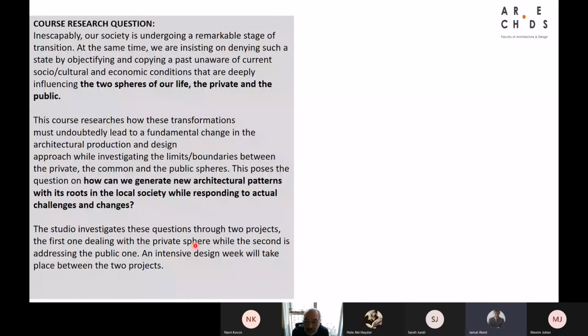That particular synopsis, we try to ingrain it within the condition within which we are living in. We are saying that we are living in a remarkable stage of transition. Nevertheless, everybody is insisting mostly on denying such a state by either objectifying and copying a past, being unaware of current sociocultural and economic conditions that are deeply influencing the two spheres of our lives, being private or that of the public.